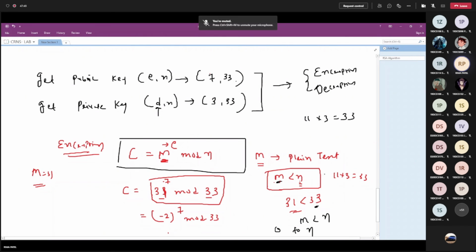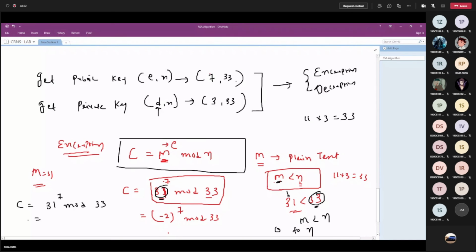If I want to choose M equal to 31 and send 31 to Parth, can I send it? Yes, because I am fulfilling the condition: it is less than N. So I will put this into the equation. 31 is my plain text, so C equal to 31 raised to E, my encryption key, that is the public key, 7 mod 33.